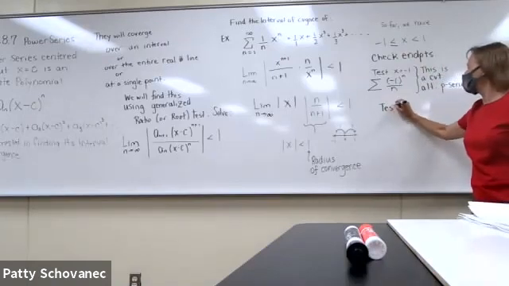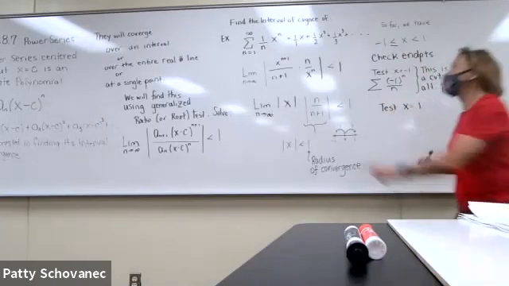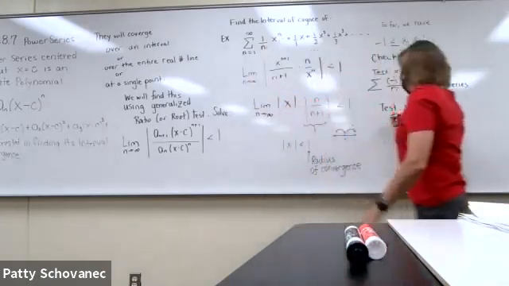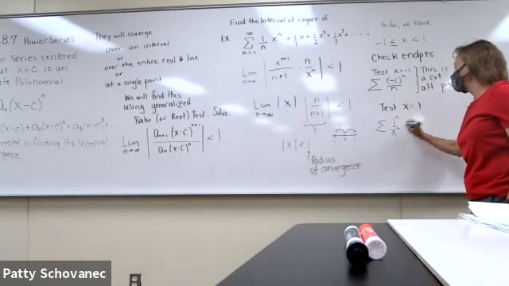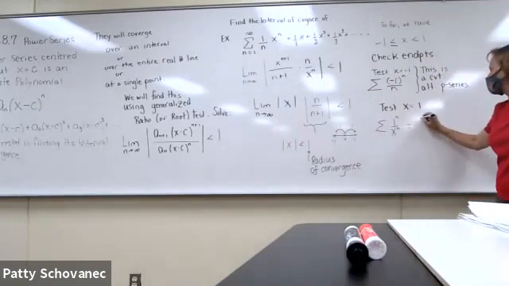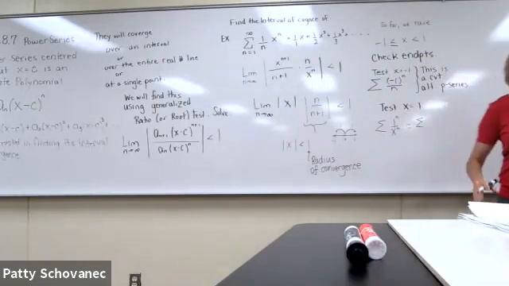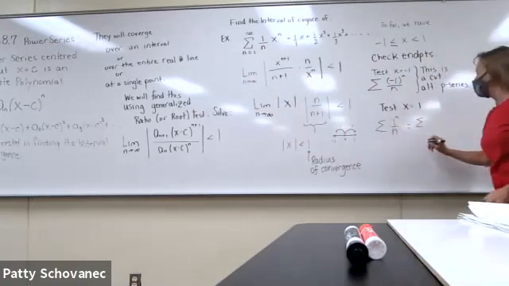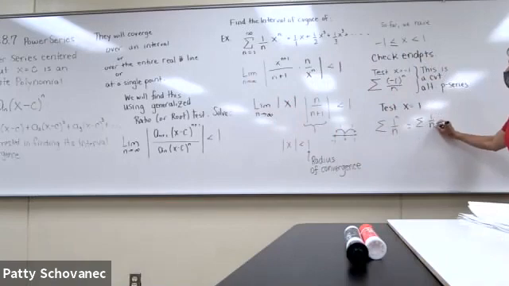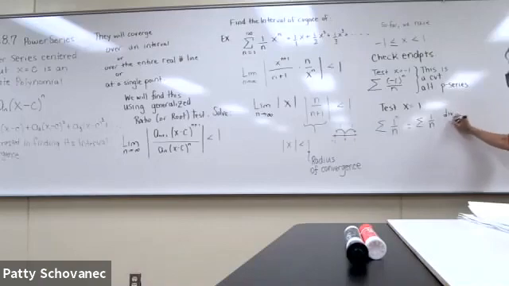Let's test x is equal to 1. So when I put a 1 in here, I have the series 1 to the n over n. 1 to any power is 1, so I just have 1 over n. And this one? That's a divergent p-series.